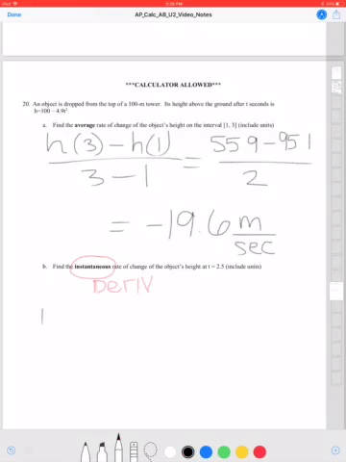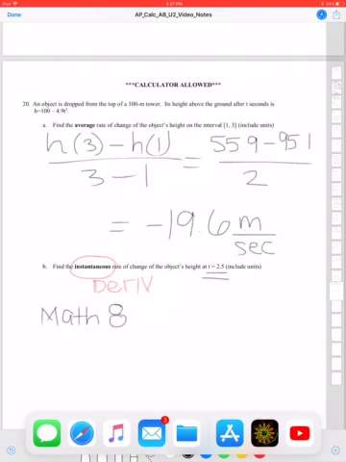But since it's calculator active, I'm going to go ahead and use Math 8 to find the derivative at 2.5 seconds. Now, if they just said find the equation for the rate of change, I would have to do that by hand. Your calculator's not going to find the equation, but it will evaluate it for you at 2.5 seconds.